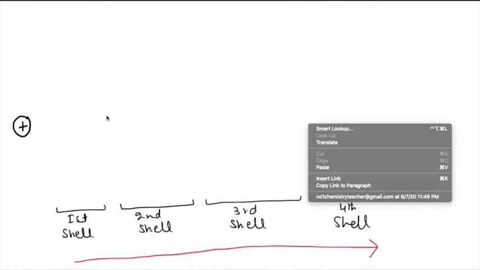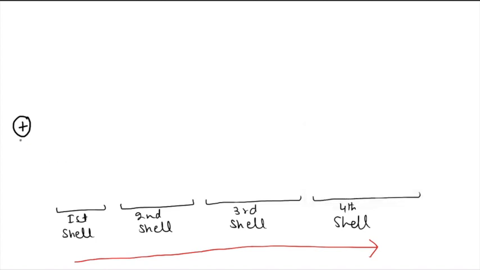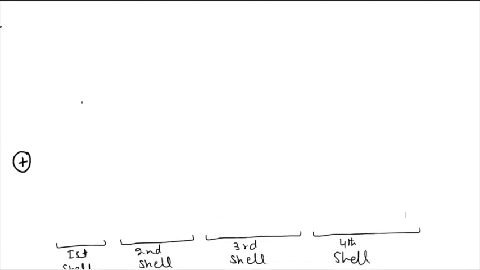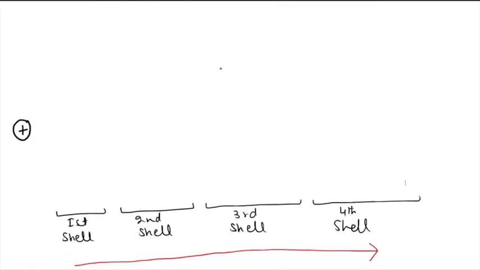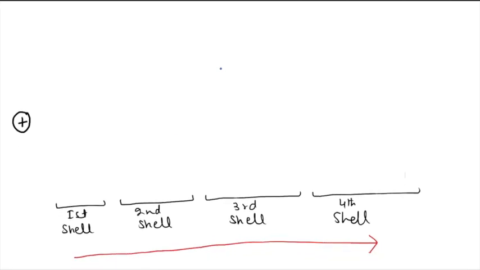This is the nucleus, positively charged. This is the area occupied by the first shell. This is the area occupied by the second shell. This is the area occupied by the third shell, and this is the area occupied by the fourth shell. How many subshells are present in the first shell? You can have a look at this table. In the first shell, only one subshell, S, is present. So I will draw a single line for this. This single line represents the S subshell.